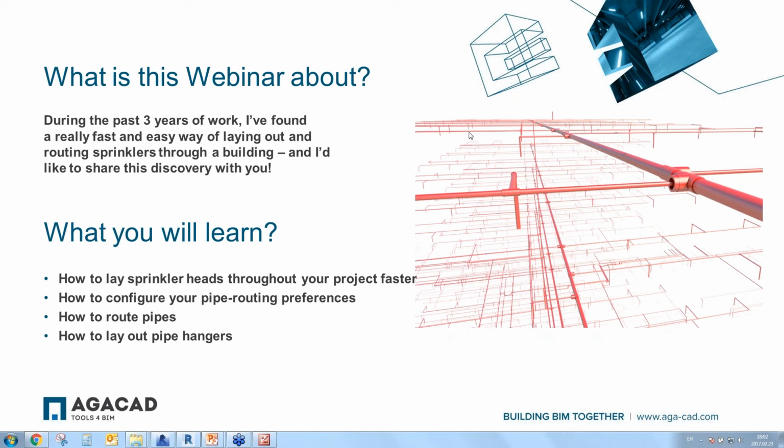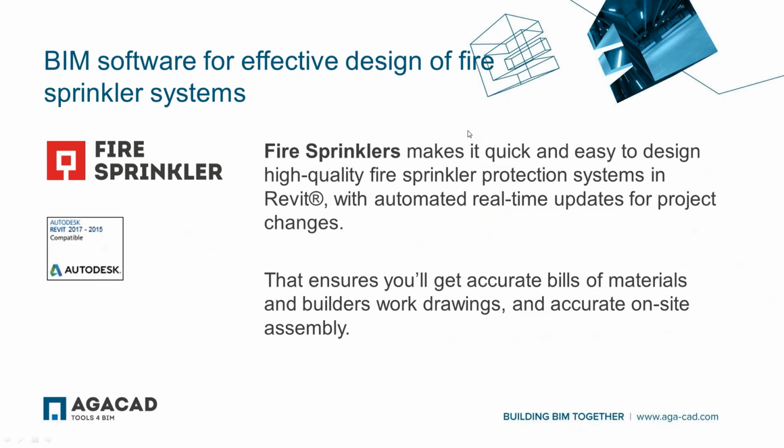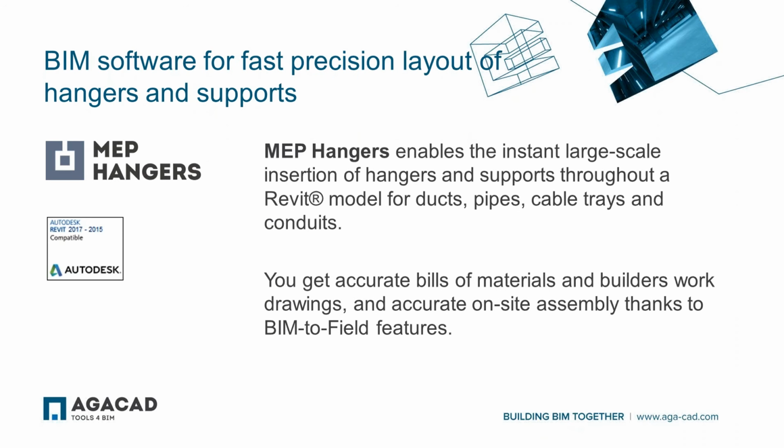And as you know, before this training, we asked you to download our software. One is Revit, and two add-ins are Fire Sprinklers and MEP Hangers. Fire Sprinklers is a solution for layout of sprinkler heads, routing of the pipes, and pre-calculation of the diameters of the pipes. MEP Hangers is the solution to lay out supporting elements on MEP line-based elements like ducts, pipes, cable trays, and conduits. So I will just jump into Revit and show everything live.